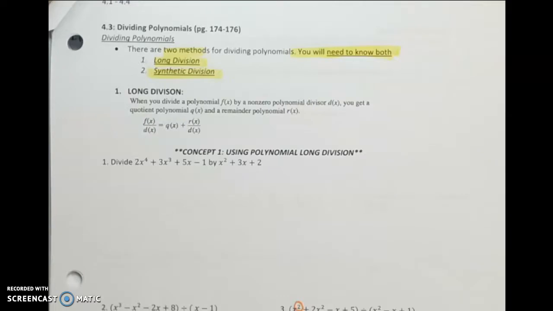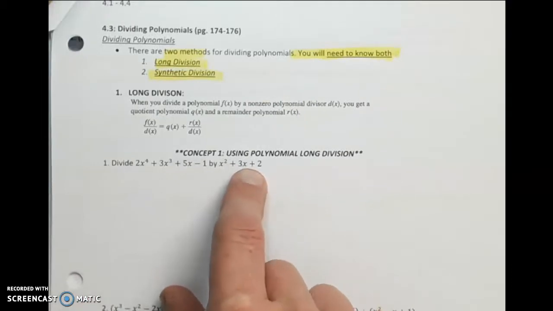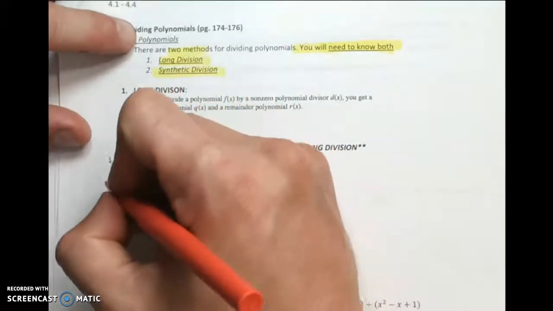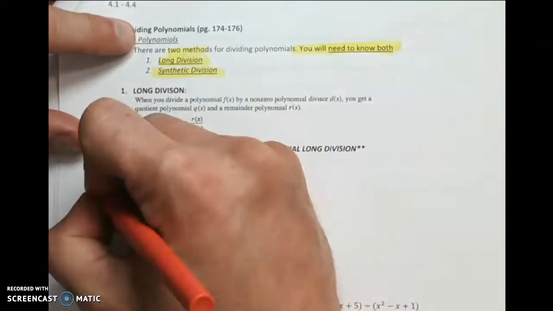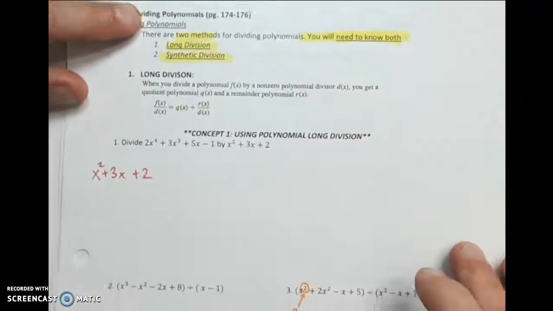Alright, so here we go. Concept number 1, using long division for polynomials. We're going to divide 2x to the 4th power plus 3x cubed plus 5x minus 1 divided by x squared plus 3x plus 2. This would be our numerator, this would be our denominator, and when we do long division, that denominator actually comes out in front. So it looks like this, x squared plus 3x plus 2 out in front.